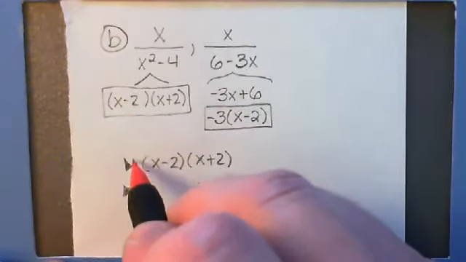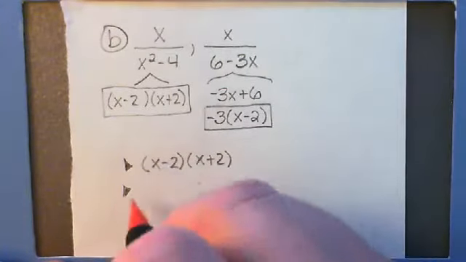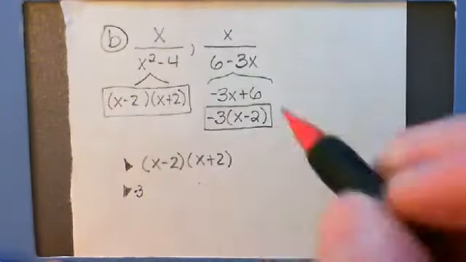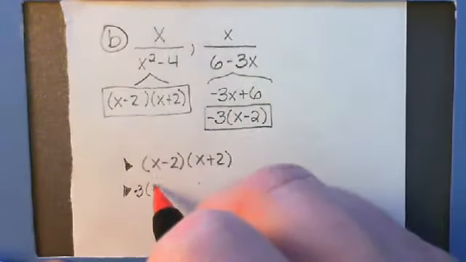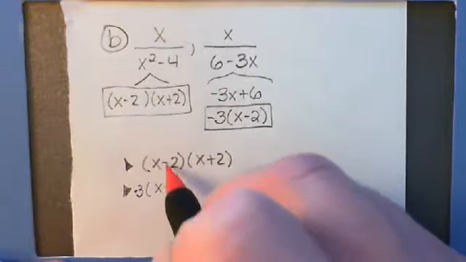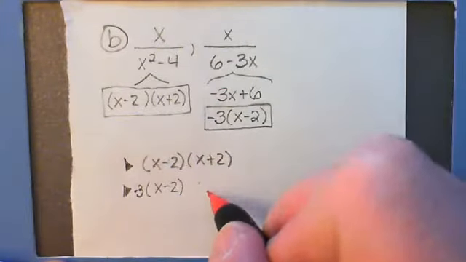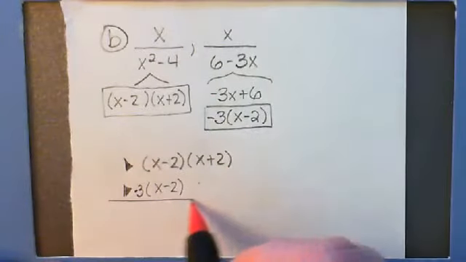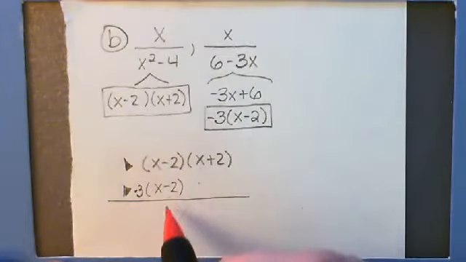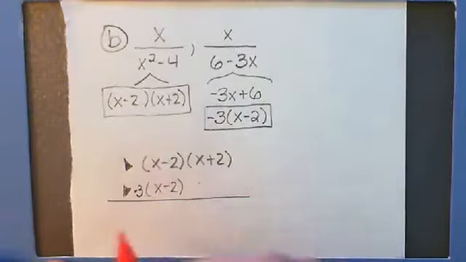Okay, if you notice, the first denominator didn't have any numbers in front. This one has a negative 3. And I also have an x minus 2. So I line up the x minus 2 with x minus 2. I do not have an x plus 2, and that's okay. We just have to line up the same factors, one on top of the other.